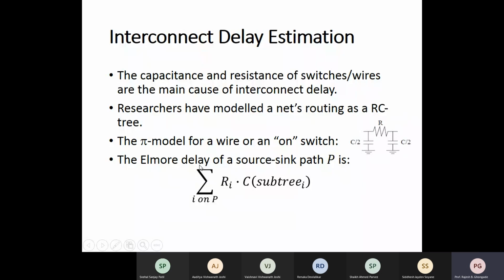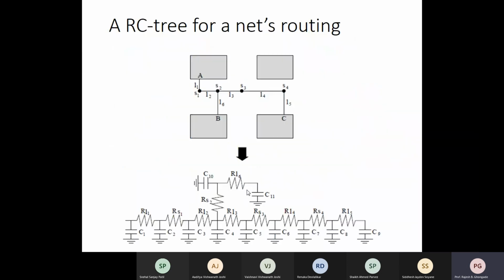And Elmore delay for a sourcing path P is given like this. Basically it is dependent on the resistance at that particular point and the capacitance of that subtree. Subtree in the sense that you are having an input to multiple, let us say, branches. This is an RC tree for nets routing, as you can see here.